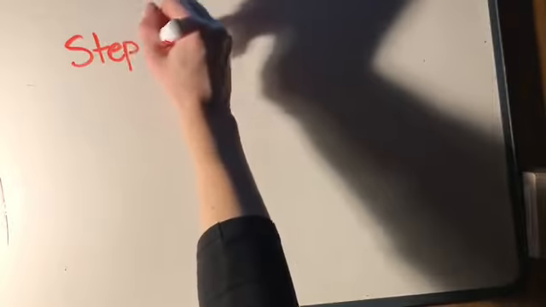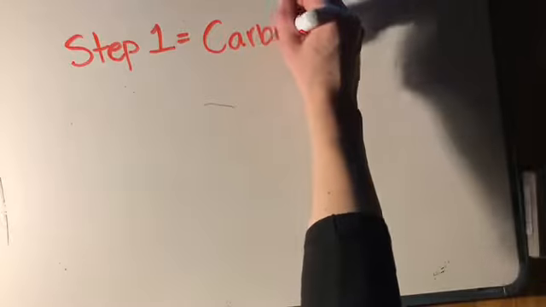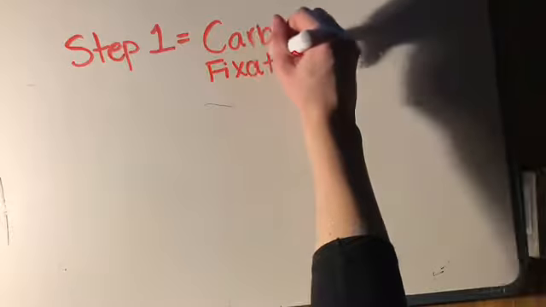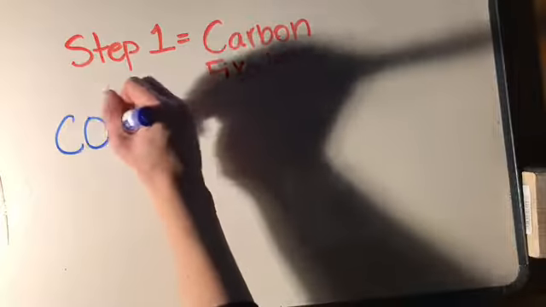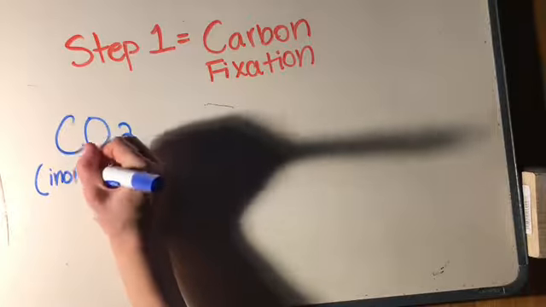The first step of the Calvin cycle is carbon fixation. In this stage, carbon dioxide, which is inorganic, is turned into an organic molecule with the help of an enzyme called rubisco. Rubisco pulls RuBP and carbon dioxide together to create 3-PGA.